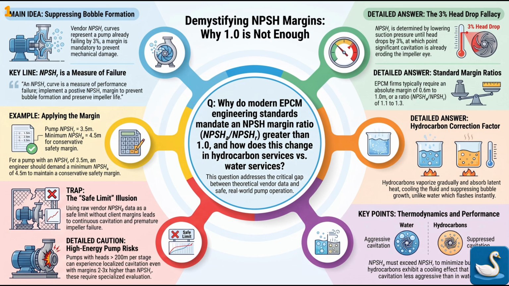What are the specific applications EPCM firms require? For standard applications, the absolute margin is typically mandated as an absolute value, where NPSH available minus NPSH required is greater than or equal to 1.0 to 1.6 meters. Alternatively, it is expressed as a ratio where NPSHA divided by NPSHR is 1.1 to 1.3. Give me a field example. For example, if we evaluate a pump with an NPSHR of 3.5 meters, strict EPCM standards will demand a minimum NPSHA of 4.5 meters in the field.